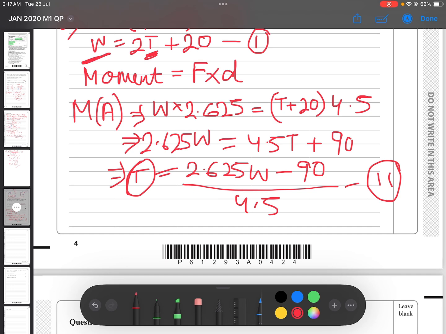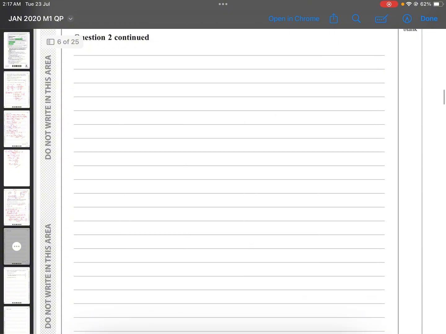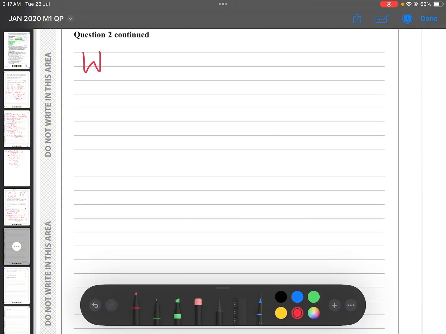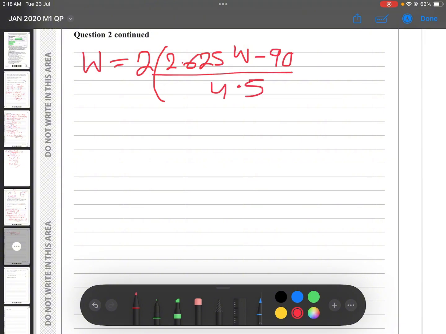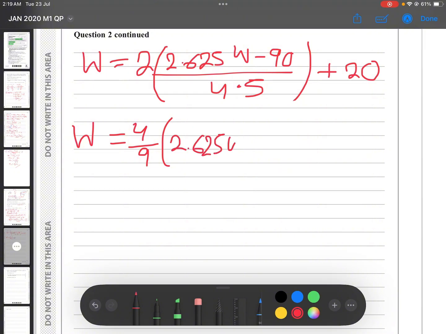Now let's continue here. So W was equal to 2 times T plus 20, right? So the tension equation we found was 2.625W minus 90 over 4.5, plus 20. And W equals 2 divided by 4.5, which is 4 by 9, times 2.625W minus 90, plus 20. Alright.